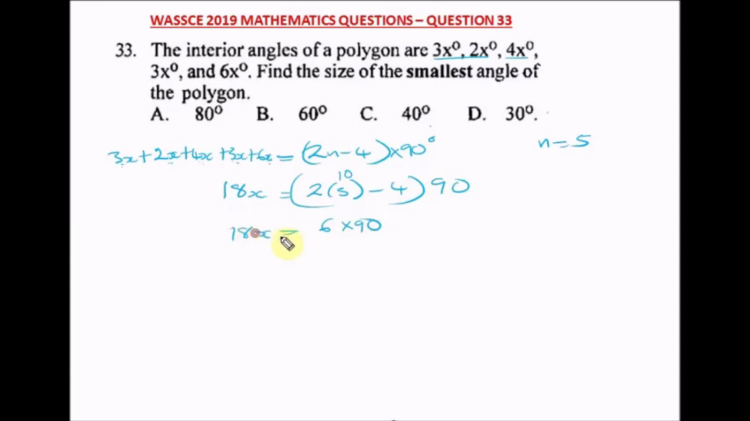What is 6 times 90? Okay, punch in your calculator. 6 times 90 should give us 450, right? Okay, so we have 18x equals 450. So to get our x, we divide both sides by 18.